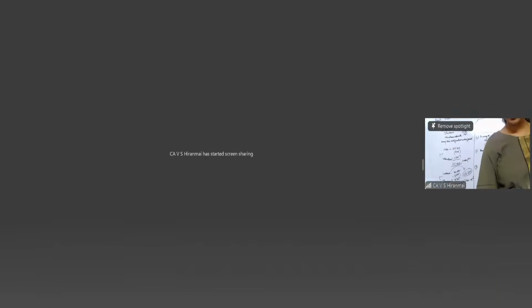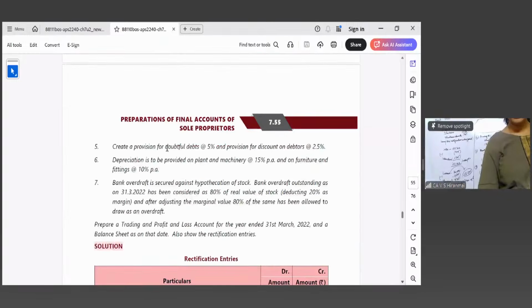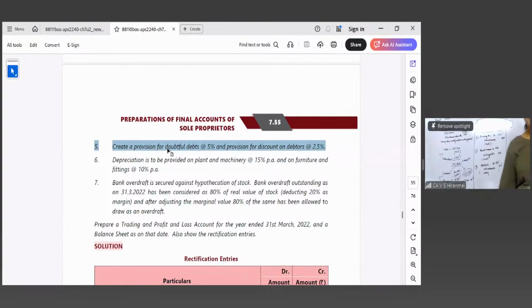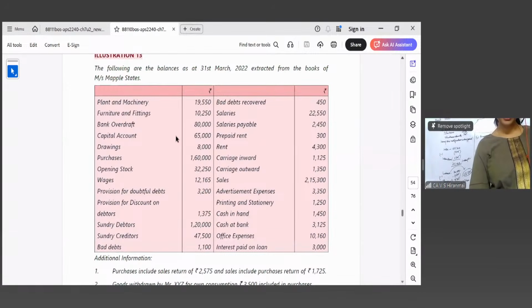You are supposed to create, simple, a provision for doubtful debts at 5% and provision for discount on debtors. So there are two things here. Come to the trial balance and then check if there is any provision for doubtful debts opening balance. Do you have any provision for doubtful debts opening balance? Yes, madam, you have an opening balance. Do you have a bad debt? Yes, madam. And then please open if everything is given to you.